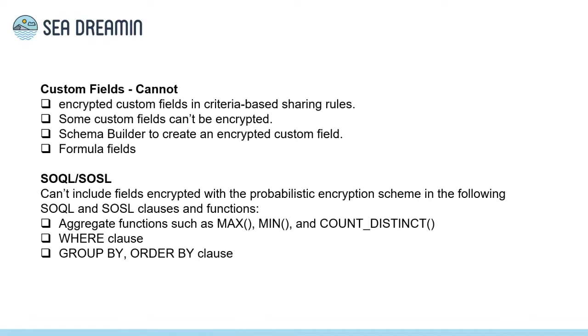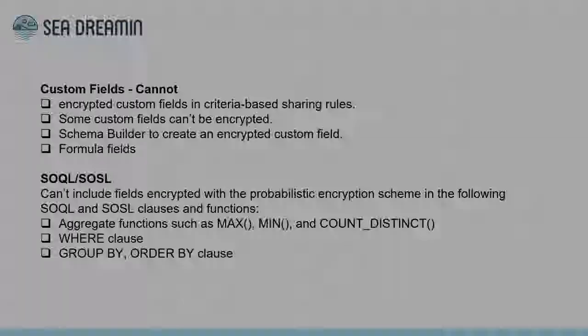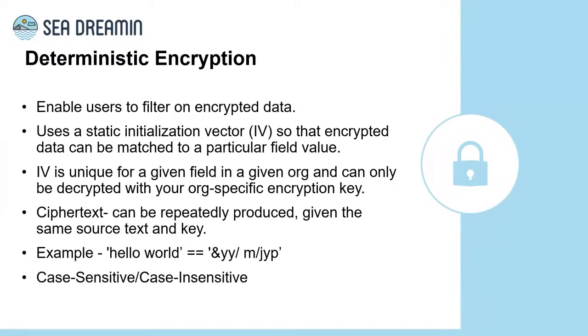Now let us see deterministic encryption. Moving on to the next slide. The advantage of deterministic encryption over probabilistic is that here we can have filters on the encrypted data. Deterministic encryption uses a static initialization vector so that encrypted data can be matched to a particular field value. The initialization vector is unique for a given field in a given org and can be decrypted only with your specific encryption key.